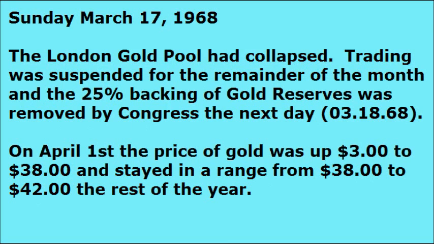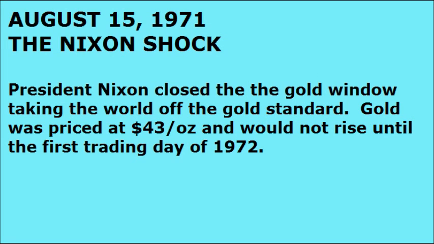However, on Sunday, March 17, 1968, that was the date that the London Gold Pool collapsed. Trading was suspended for the remainder of the month, and the 25% backing of gold reserves was removed by Congress on the very next day from the collapse, on Monday, the 18th of March. On April the 1st, the price of gold was up $3 from $35 to $38 and stayed in a range from $38 to $42 the rest of the year.